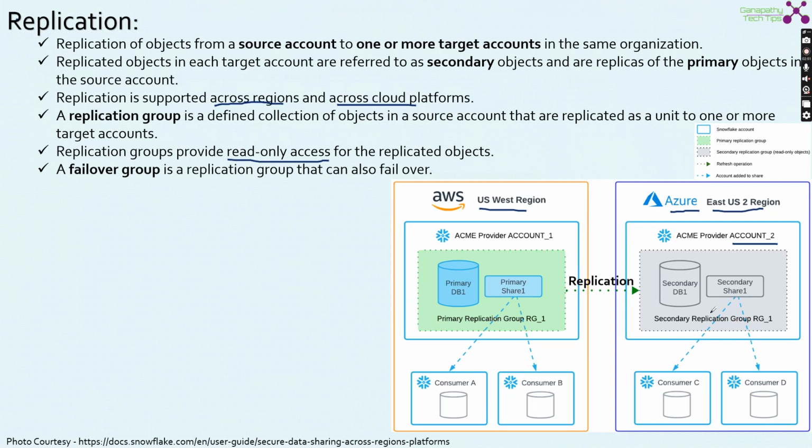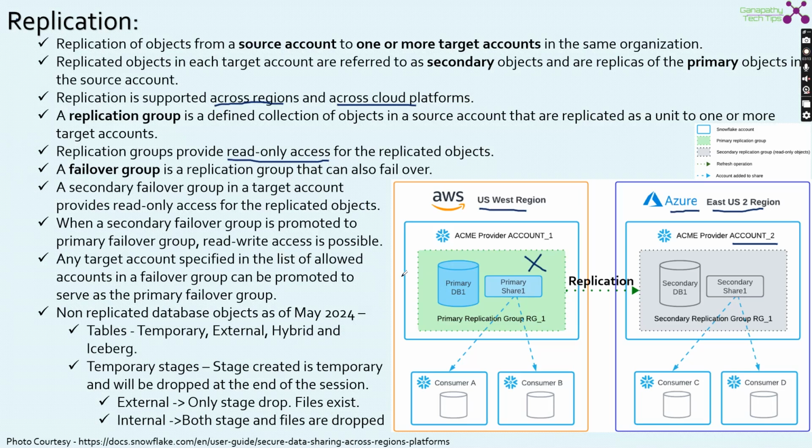A failover group, which you can see here, is a replication group that can also fail over. As simple as it is. So whatever happens, when we create this replication, say if this one goes down, automatically it will fail over to this specific account. That is the reason why I mentioned disaster recovery and business continuity.